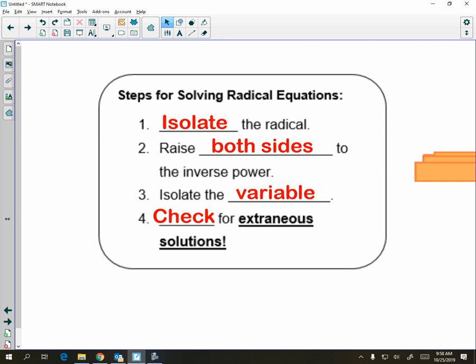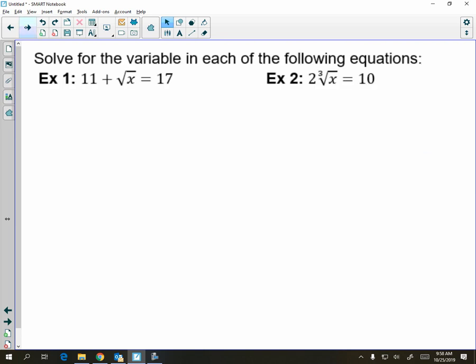Anytime you have something funny in your equations, like if you have a rational equation, fractions, you need to check your answers. If you have radicals in your equations, you need to check your answers. So let's try the first one on the left.